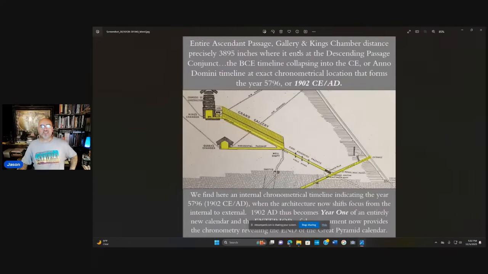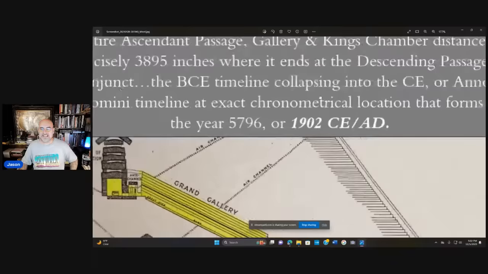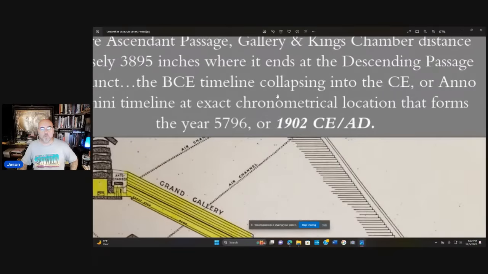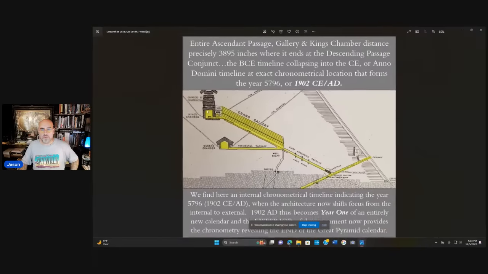So the entire ascending passage from here, all this, the gallery and the King's Chamber distance, precisely 3895 inches, where it ends at the descending passage conjunct, the BC timeline collapsing into the CE or the Anno Domini timeline, at the exact chronometrical location that forms the year 5796. All that is shown in here. I've shown this in multiple charts. 5796 is our year of 1902. This is important because the internal countdown of the Great Pyramid shifts from 1902 to the external. And I'm going to show you that here in a minute.